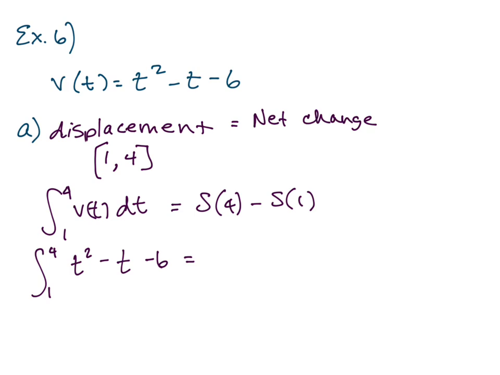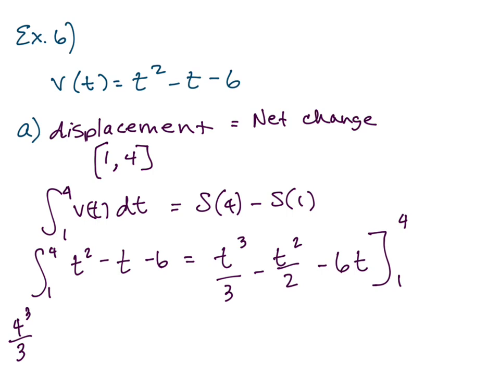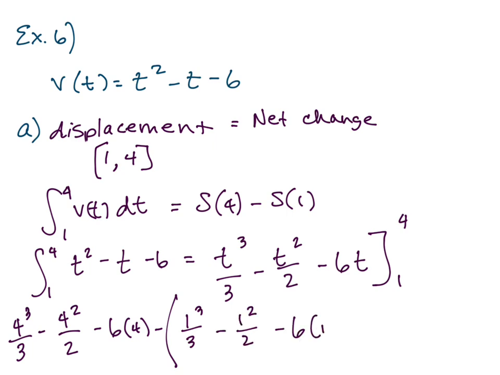What's the integral of that, or the antiderivative of that? t cubed over 3, minus t squared over 2, minus 6t, and we're going to evaluate that on the interval from 1 to 4. So we're going to have 4 cubed over 3 minus 4 squared over 2 minus 6 by 4, and then minus that whole thing, in parentheses. That's what I was looking for. Good job. 1 cubed over 3 minus 1 squared over 2 minus 6 by 1.